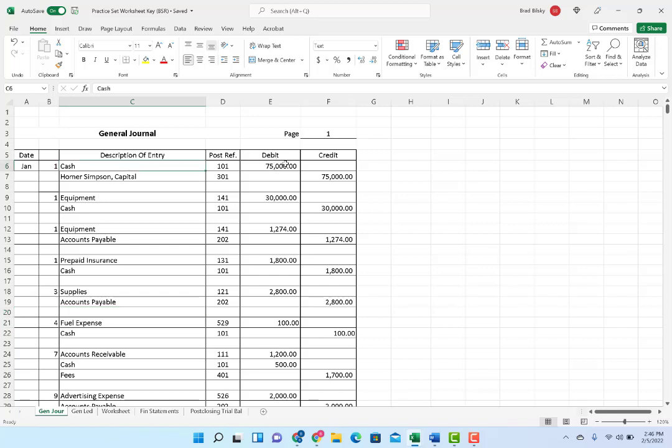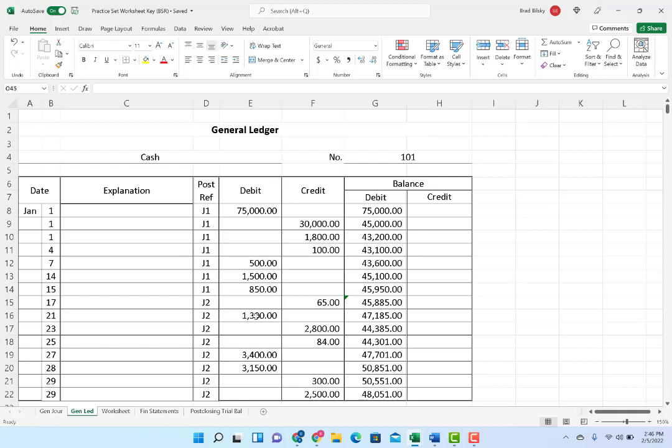So we took the cash amount of $75,000. We go and find the cash account in the ledger. And that was a debit to that account for that transaction. So we have a $75,000 debit. And over here, the second set of columns, that's our total balance. So we know cash went up. Right now, after that first transaction, the balance is $75,000.